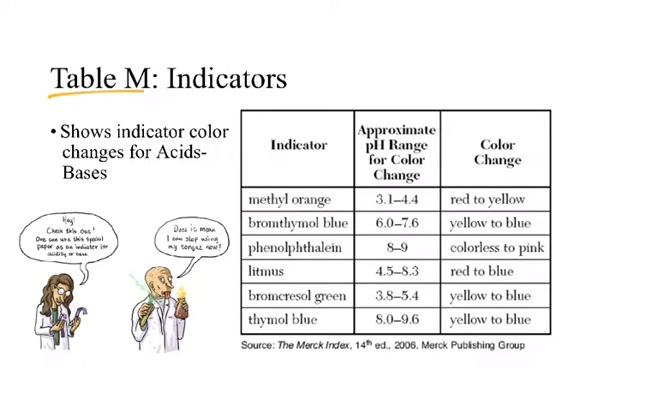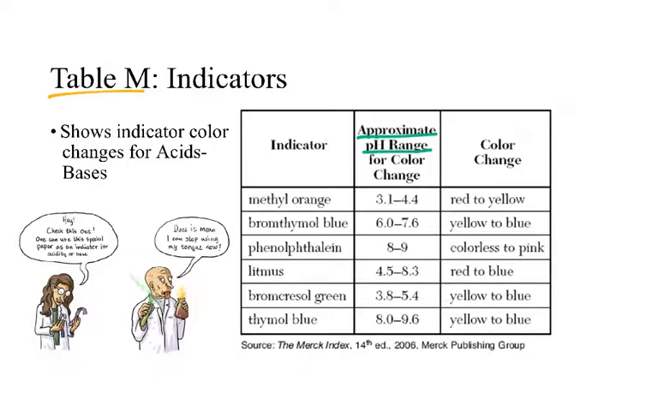So table M, this is in your reference table. They will show us a color change to tell us if something is an acid or a base. Now, these are great because they help us identify roughly whether something is an acid or a base, but it doesn't give us a precise pH. So let's take a look at the first one, methyl orange. If you notice here, approximate pH range. So it works best with something that falls in the range of 3.1 to 4.4.